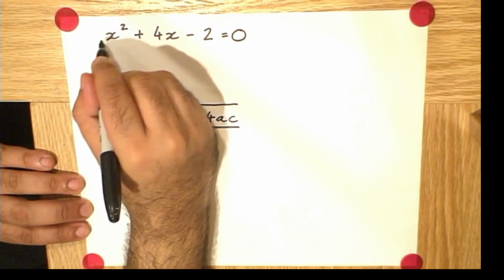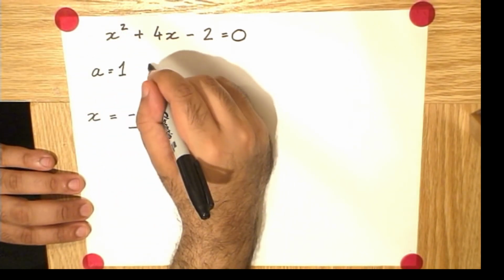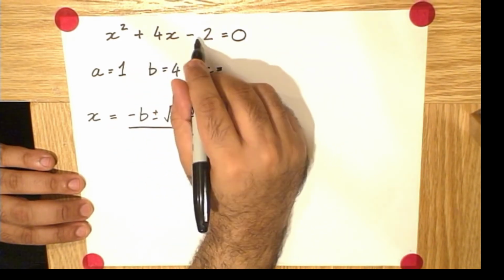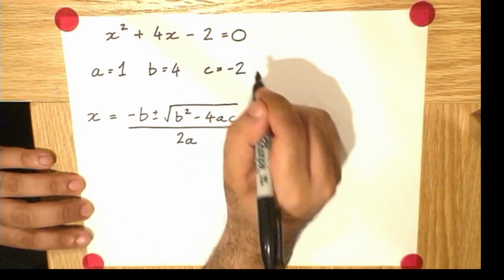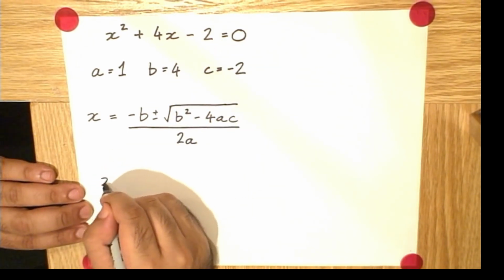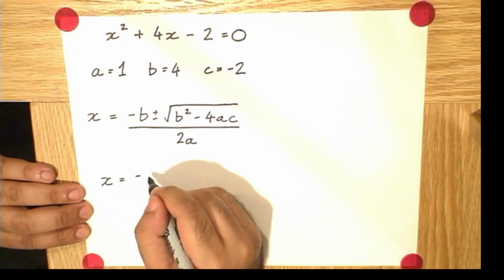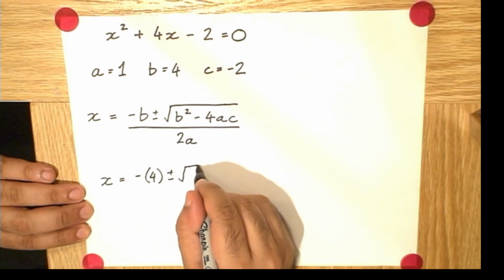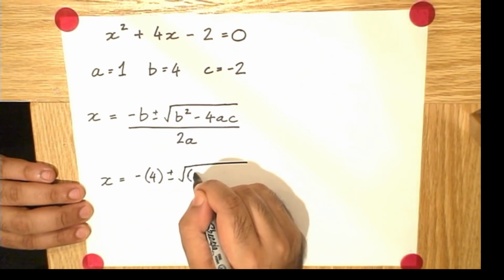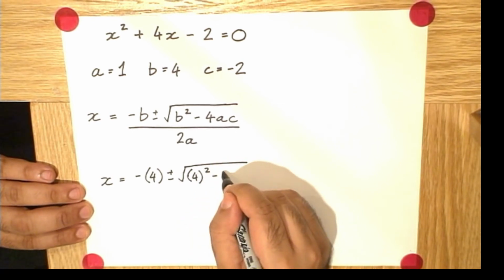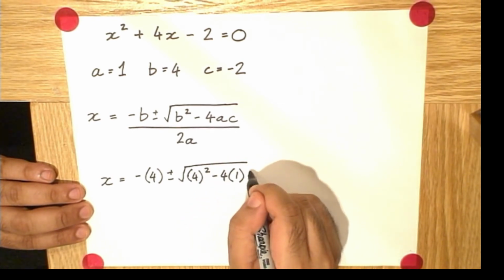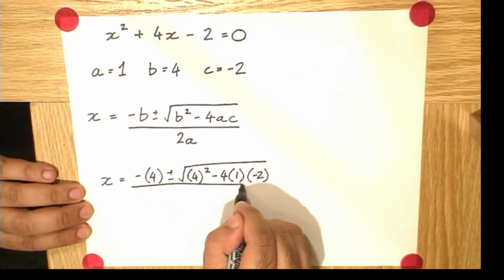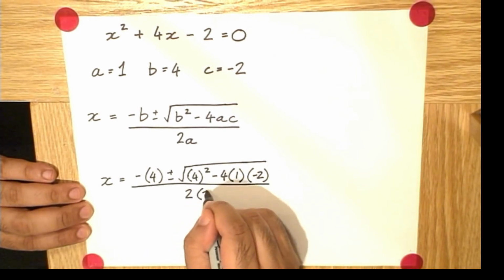A is the coefficient of x squared, that's 1. B is the coefficient of x, that's 4. And c is equal to -2. Plug all this information in. X equals negative b, that's -4, plus or minus square root of b squared minus 4ac, all divided by 2 times a.